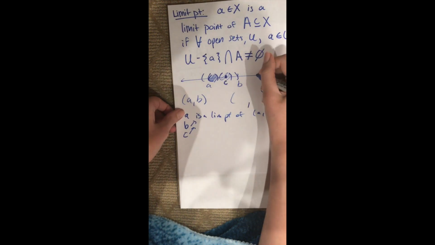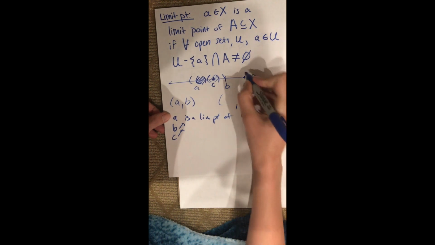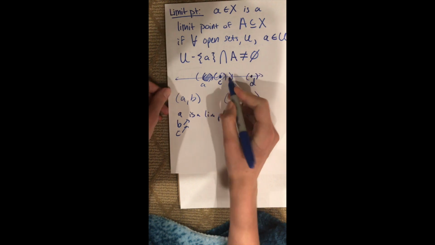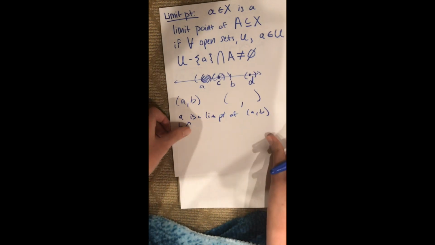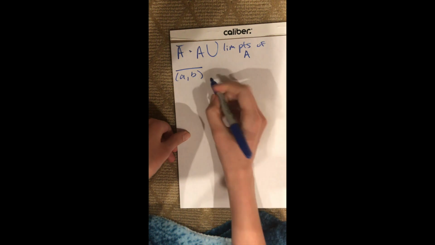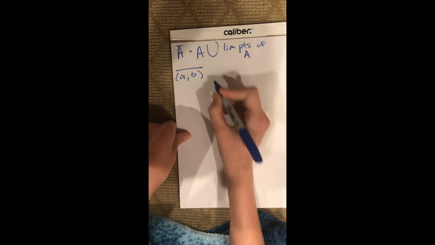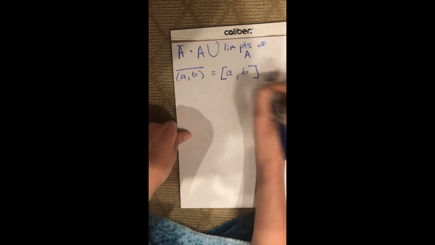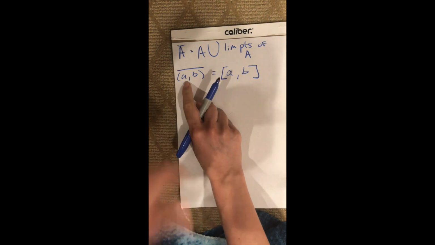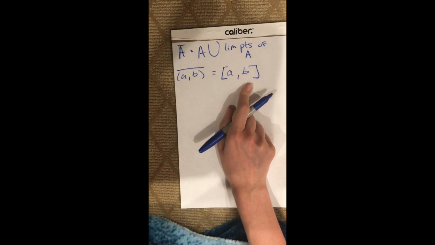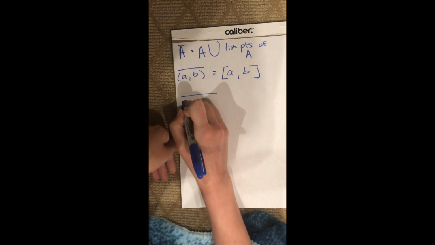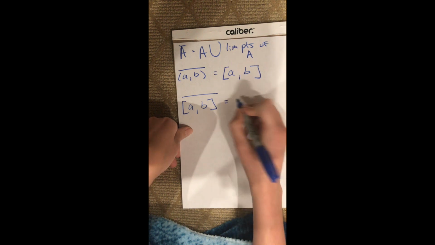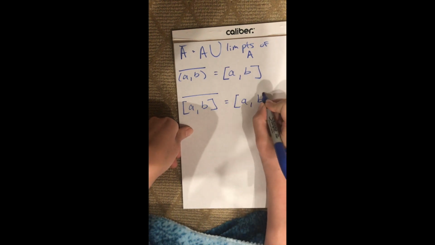Let's look real quick. I have some point just outside the interval. We can always make a small enough interval around it so that it has no overlap with the interval from a to b. So only a, b, and all the points in between are limit points. If you add them together, or union them, you get this set. So the closure of the open interval from a to b is the closed interval from a to b. The closure of [a,b] is actually still the closed interval from a to b.